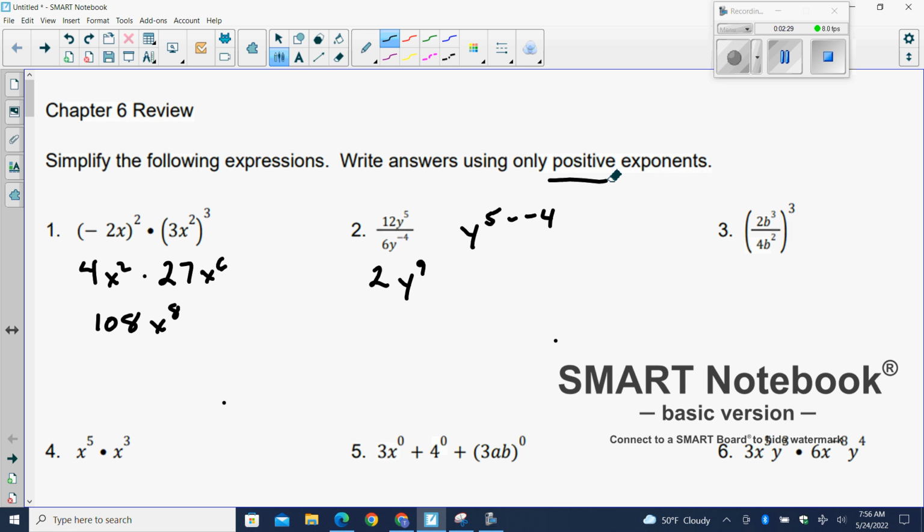Okay, number 3, just like number 1, when you have a parentheses, that exponent applies to everything inside the parentheses. So we have two options. I can reduce this thing first and then raise it to the third power, or I can raise it to the third power and then reduce. I'm going to do the first one.